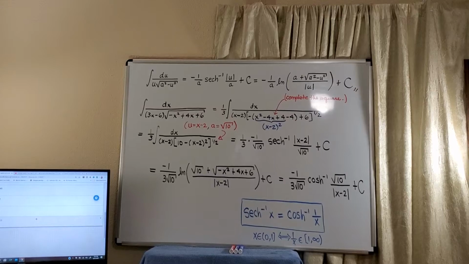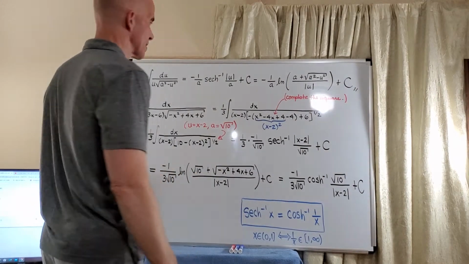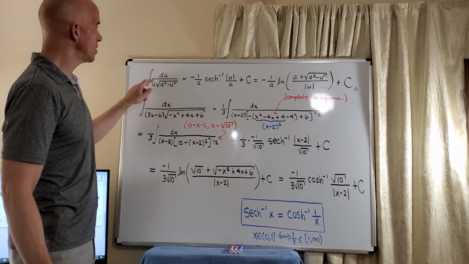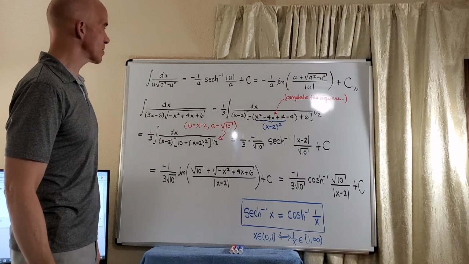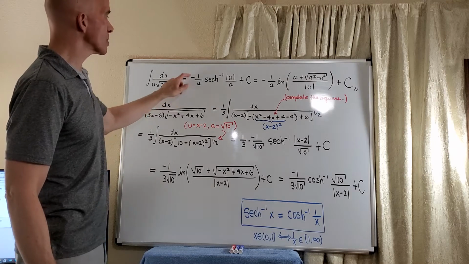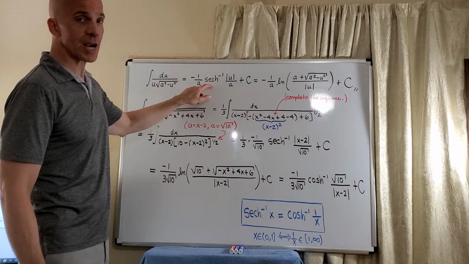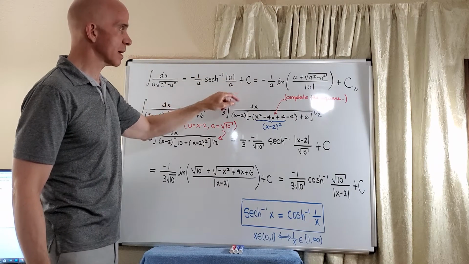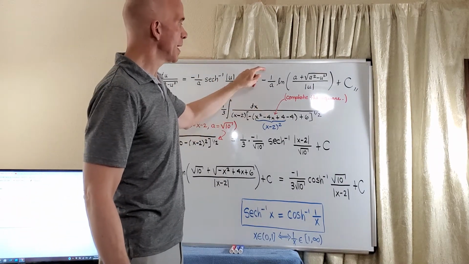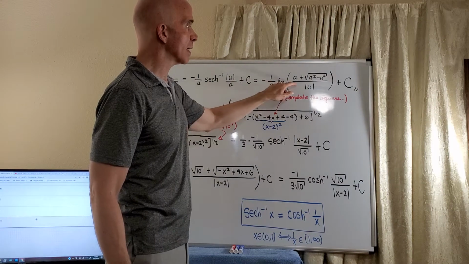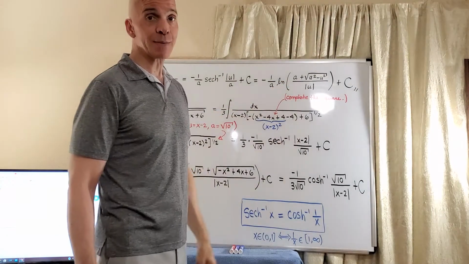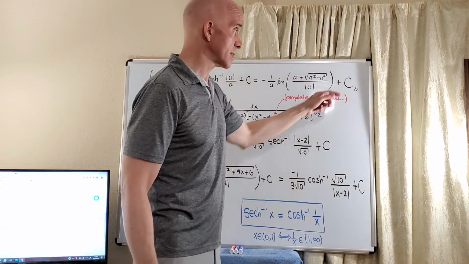Let's use the integral form for the inverse hyperbolic secant that we just derived. We showed that the integral of du over u times the square root of a squared minus u squared equals negative 1 over a inverse hyperbolic secant of the absolute value of u divided by a plus a constant, or in the log form, negative 1 over a natural log of a plus the square root of a squared minus u squared divided by the absolute value of u plus a constant.